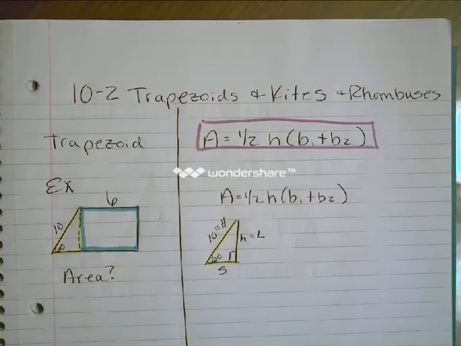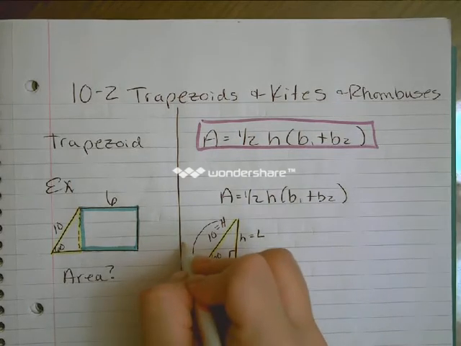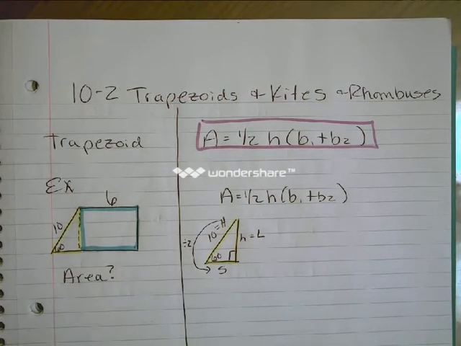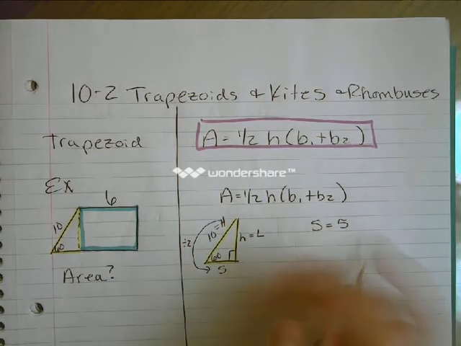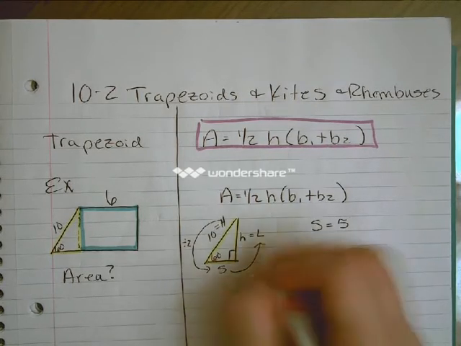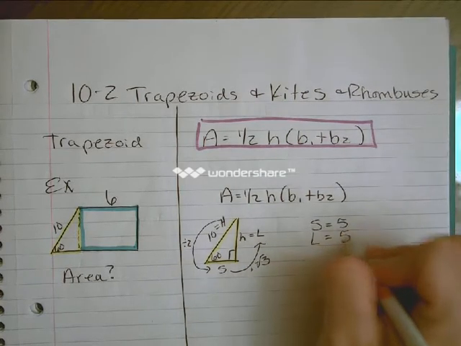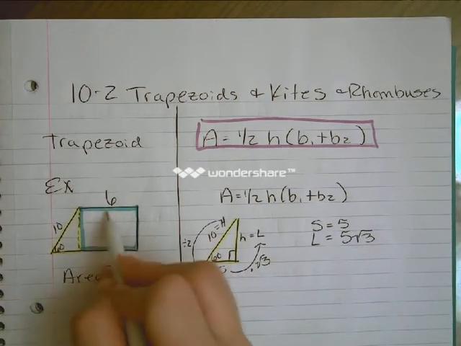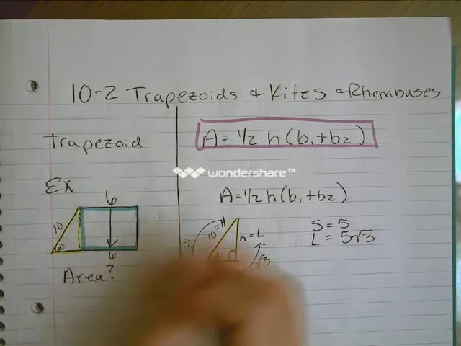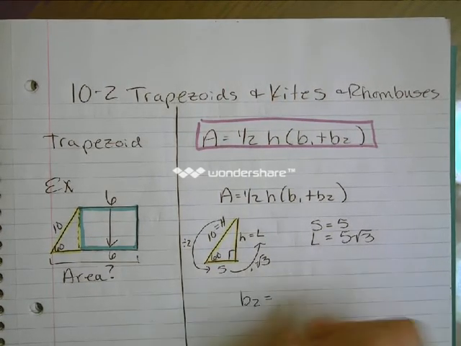If you remember the special right triangle formulas, to get from H to S, you divide by 2. So from H to S is divide by 2, so that makes my S equal to 5. And then to get from S to L, you multiply by square root of 3. L equals 5 square root 3. I also know that this is a rectangle, so I can move this down and make this 6. So the entire bottom part of my trapezoid is 6 plus 5 square root 3.